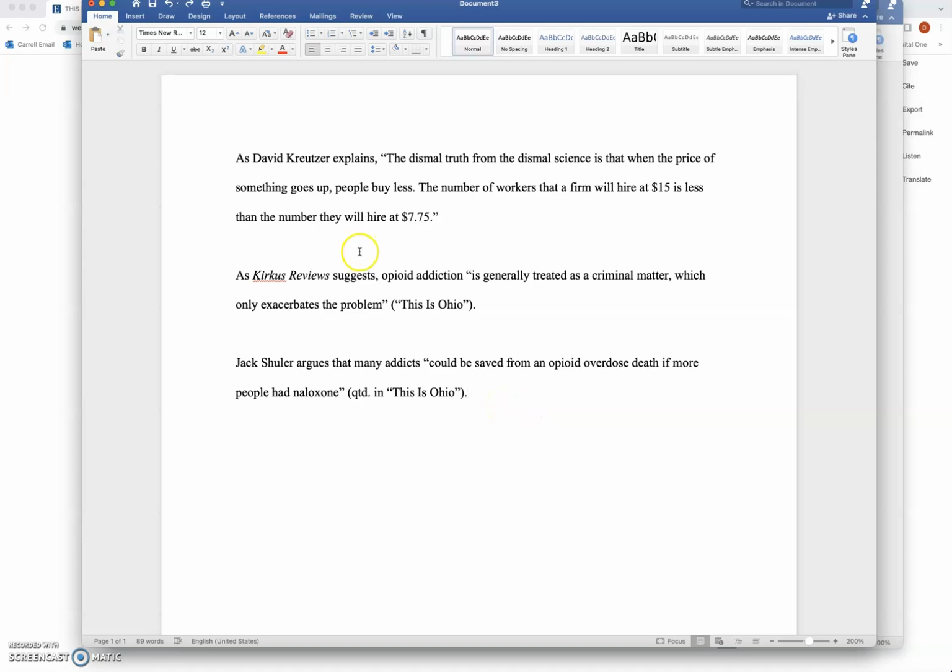Because if it's just the words of the article itself, you'll do it like this, right? You don't need to say quoted in because Kreutzer's the one who said these words. He wrote the article. It's just here, the person who wrote the article, the writer of "This Is Ohio," is quoting Jack Schuler. So those are some typical scenarios that will come up when you're doing an in-text citation from a database article from one of the college's databases.